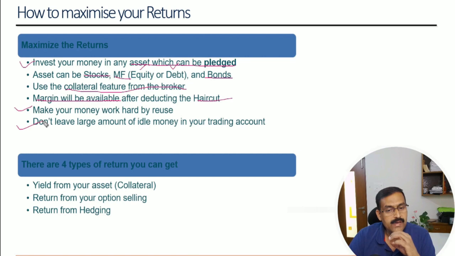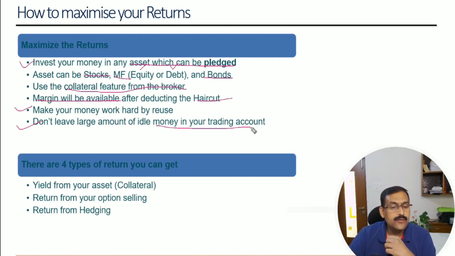And do not ever leave a large amount of your money in your trading account. Always invest in any of the assets. If you are not comfortable with stocks or equity mutual funds, at least you can keep that money in debt instruments such as liquid Bs, which are nothing but fixed deposit kind of instruments, giving you a return equal to the bank fixed deposit. And you can always sell those liquid Bs anytime. The money will get credited back to your trading account.